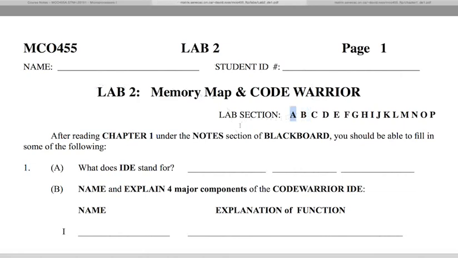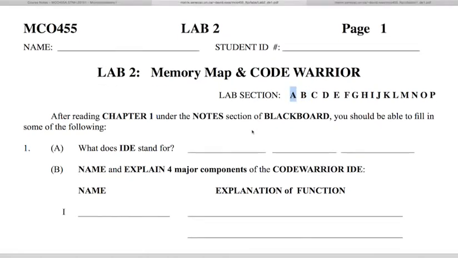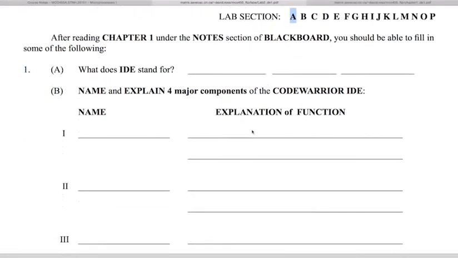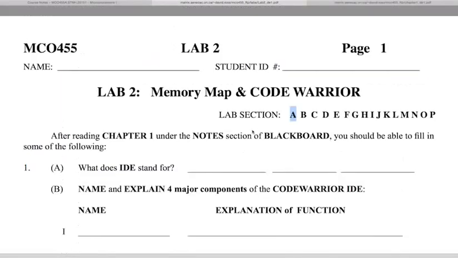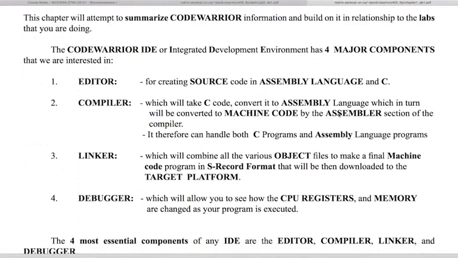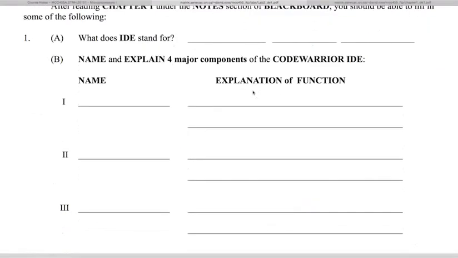Now, there's a number of questions here. It starts off with: what does IDE stand for? Name and explain the four major components of the CodeWarrior IDE. All of this information can be found in Chapter 1: IDE, Integrated Development Environment. It talks about the four major components and so on. So you should be able to fill this in quite quickly before you even come into the lab.